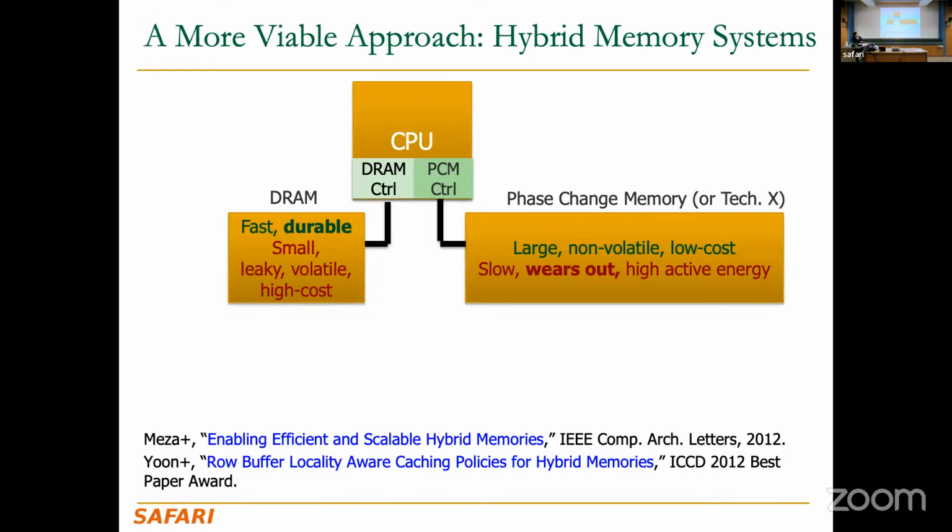We can consider an architecture like this, a hybrid memory system where we have the CPU, a memory controller for DRAM, and a memory controller for PCM. The DRAM is fast and durable but small, and it has some leakage and is volatile, with a much higher cost compared to phase change memory. Phase change memory, on the other side, is larger compared to DRAM, provides non-volatility, and the cost is low. However, PCM is slow and very easy to wear out. Also, it has high active energy.